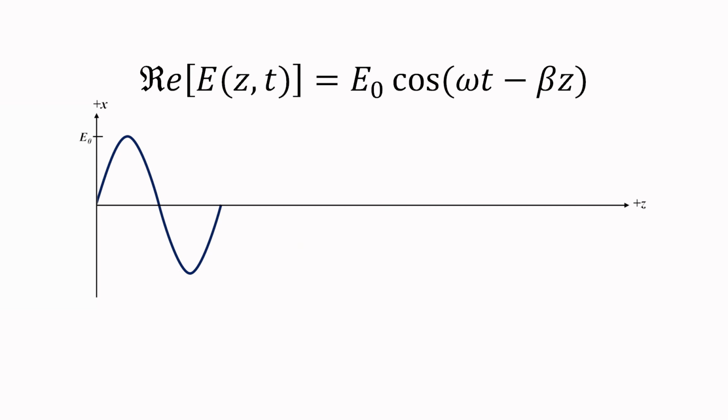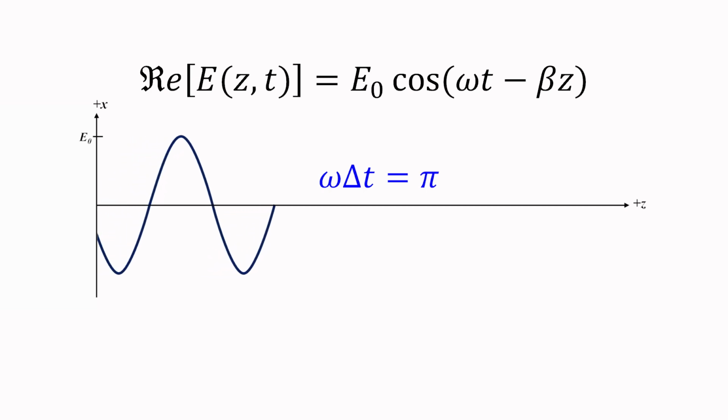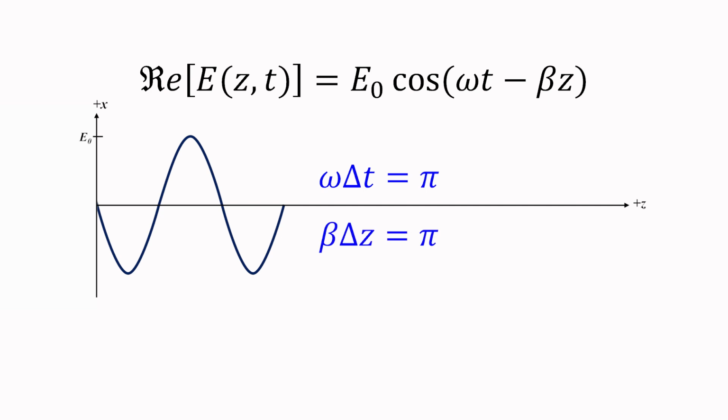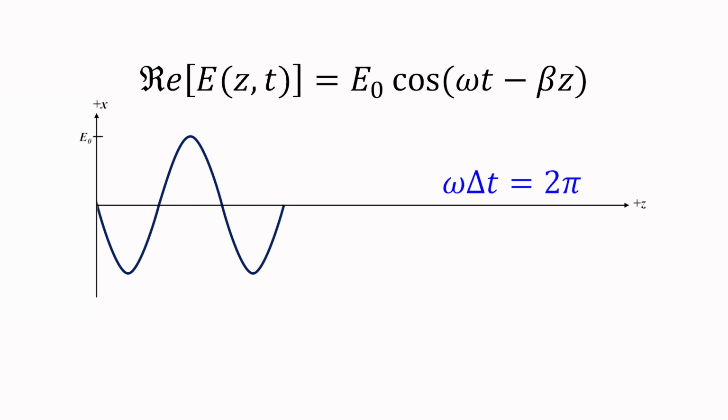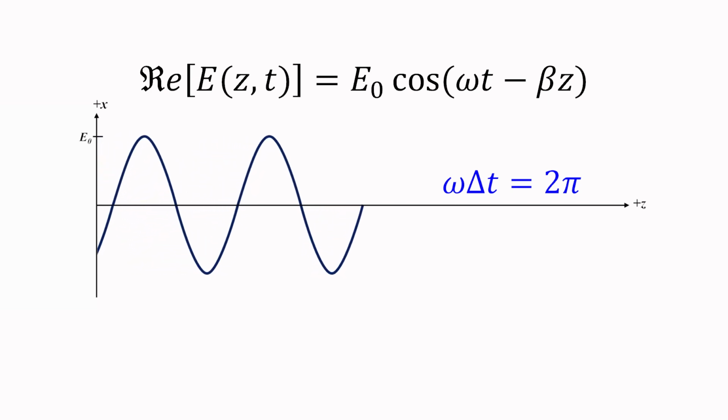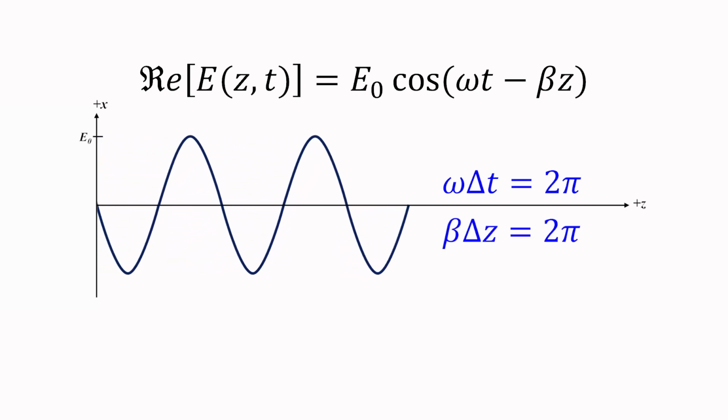If we advance in time by another half cycle, which means that omega delta t equals pi radians, then the entire waveform will advance in space by another half cycle, which means that beta delta z also equals pi radians. If we advance in time by a full cycle, where omega delta t equals 2 pi radians, then the entire waveform will advance in space by a full cycle, where beta delta z also equals 2 pi radians. The delta z corresponding to a full cycle is known as the wavelength lambda. Setting delta z equal to lambda, we see that the wave number beta equals 2 pi over lambda.